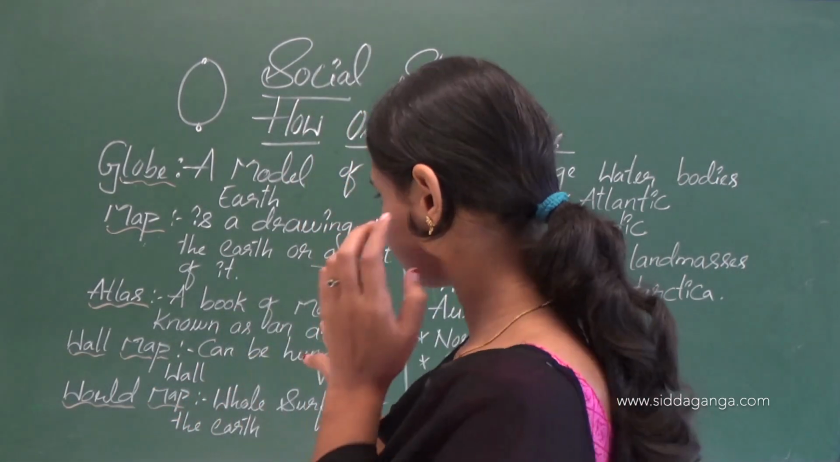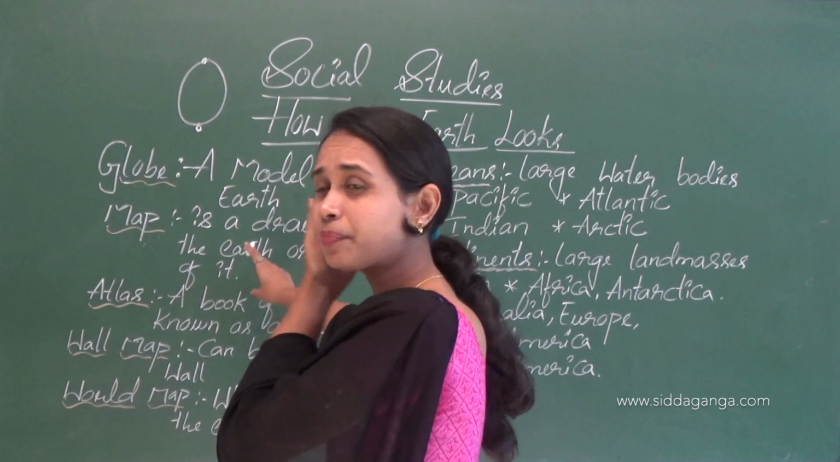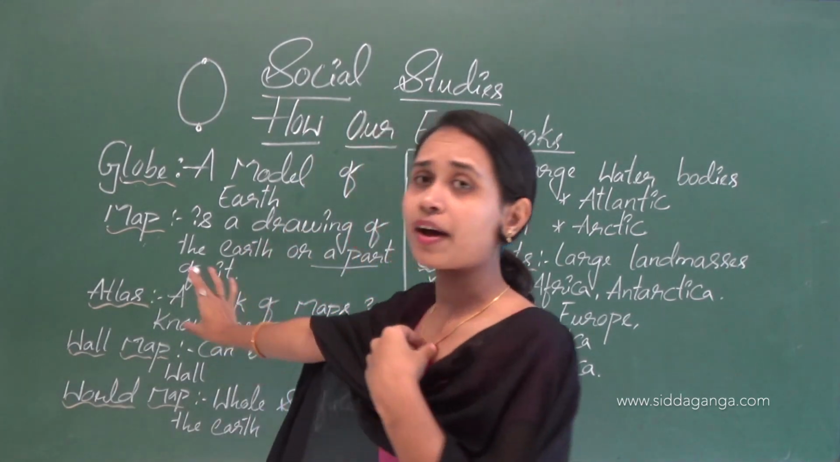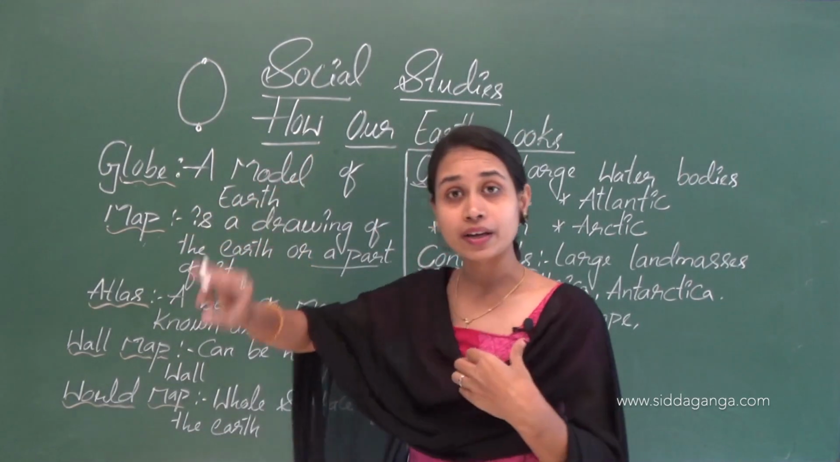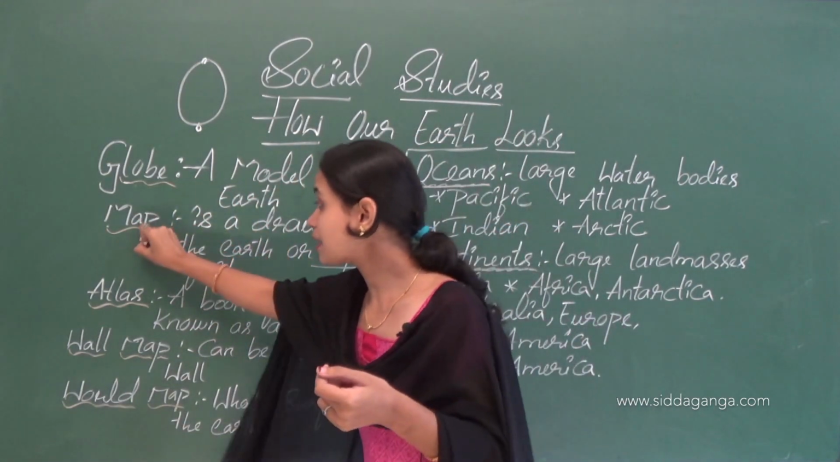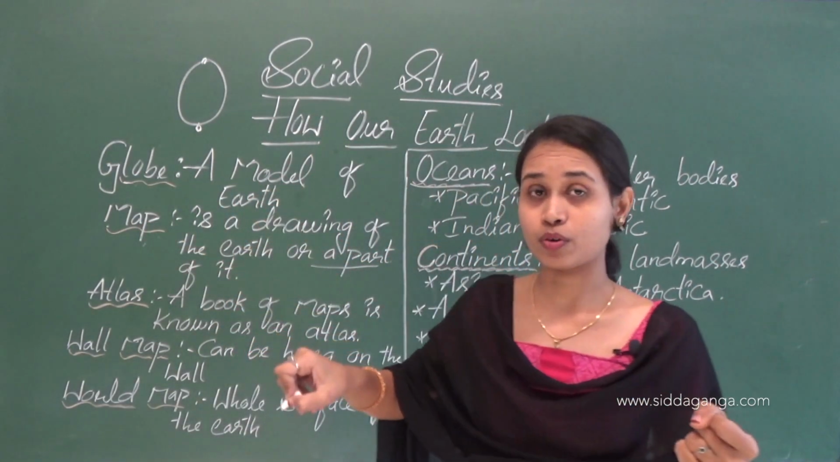So a map is a drawing of the Earth or a part of it. A globe is a model of the Earth, but a map is a part of it.